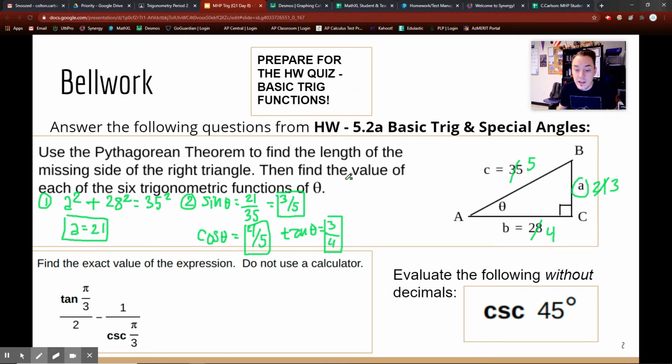Now let's get to the other three reciprocals. This is going to be cosecant of theta. So this is going to be 5 all over 3. Secant of theta is going to be the reciprocal of cosine, so that's 5 all over 4. And then cotangent of theta is, of course, 4 over 3.